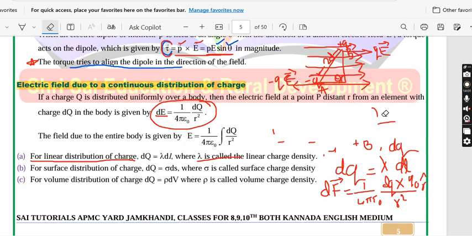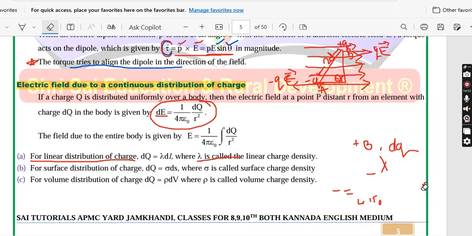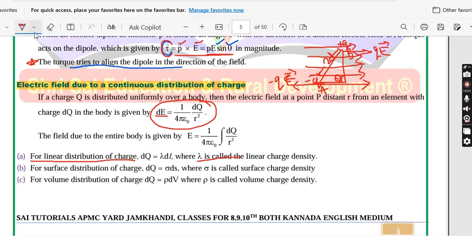Now, the next important thing: in the same way, we need to consider surface distribution of charges. The second thing, that is the surface distribution of charge: dq is equal to sigma into ds, where sigma is called the surface charge density.